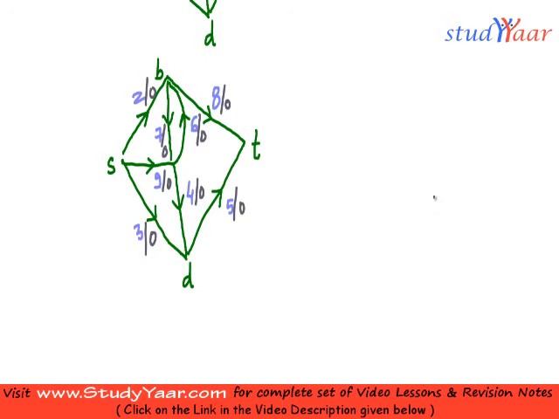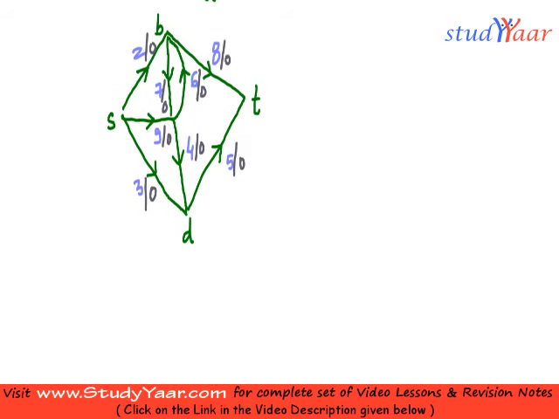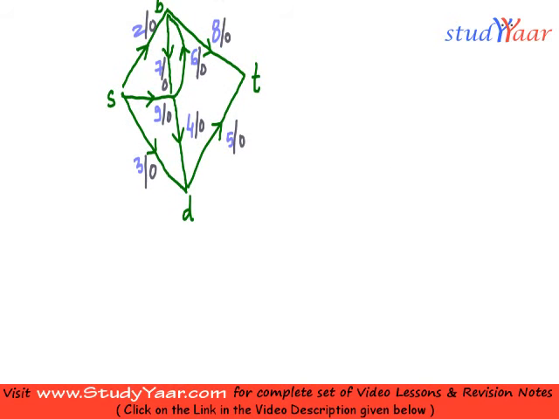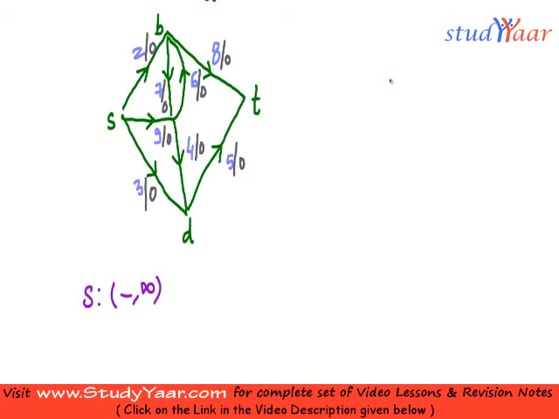So the next step is I have to start labeling. So let me start labeling. My S is always dash comma infinity. Now I have to look for the vertices which are adjacent to S. So let us start with B. B is adjacent to S. So what is it going to be? It is going to be S plus comma delta B. What is delta B?